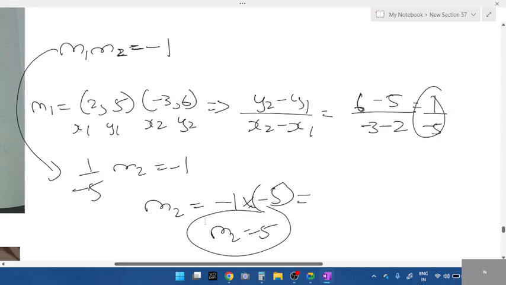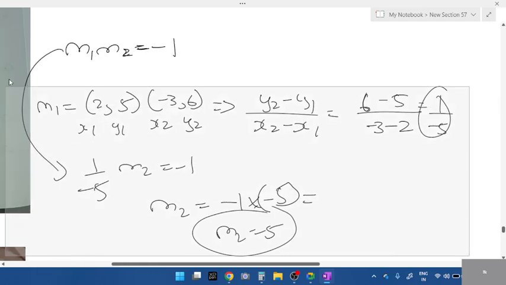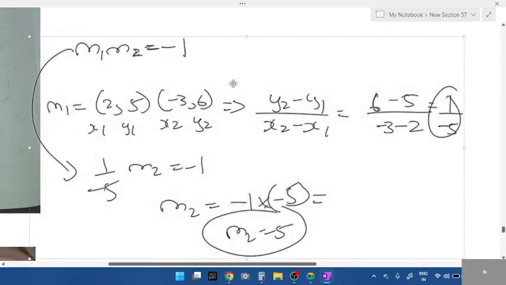Did you all get it right? Respond, all of you, did you all get it right? You will get one question. 1 by minus 5, how come 1 by minus 5?